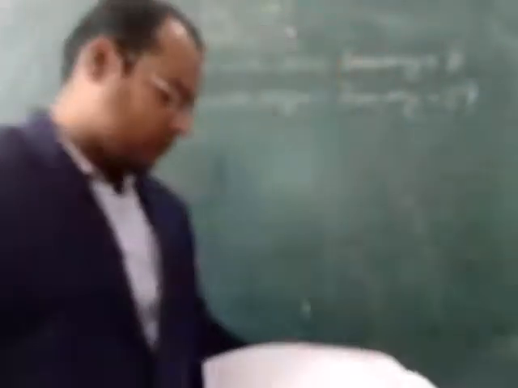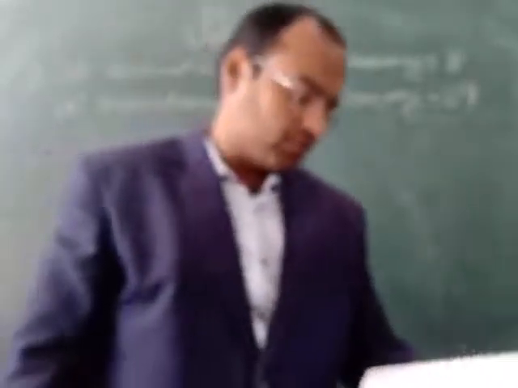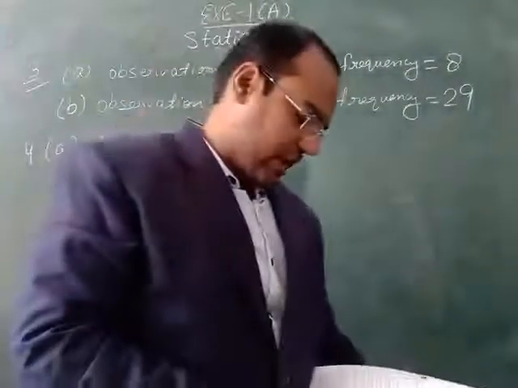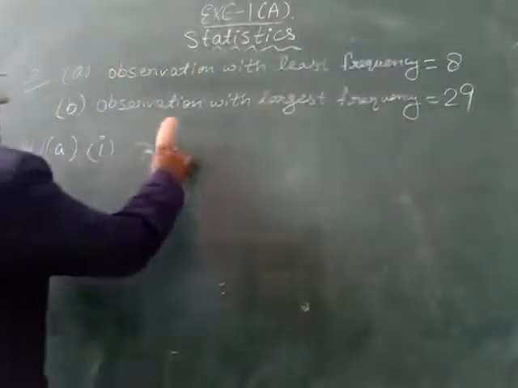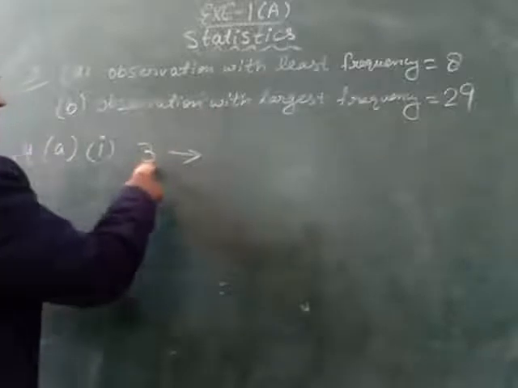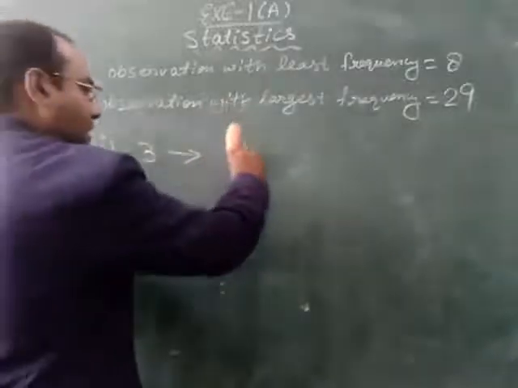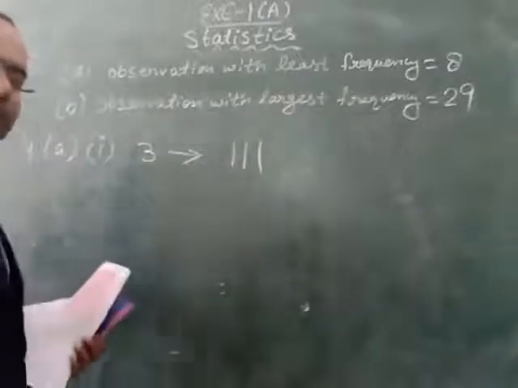So like this you have to do question number third. Now question number fourth, A part. In the first part, we have to draw the tally marks. The first value is 3. How will we draw the tally marks? The value is 3, so we will put 3 marks. Like this we will draw the tally mark.